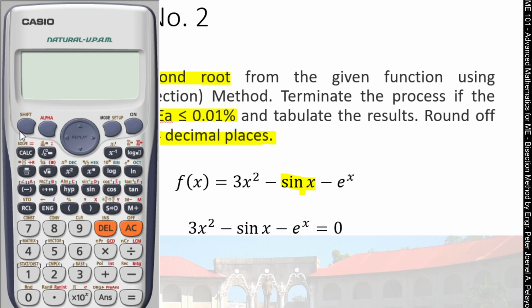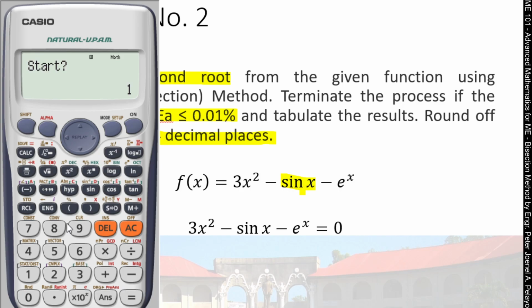Tama. Before that pala, i-radian natin. So, shift, setup, radian. So, naka-radian na siya. Enter nyo lang, 3, yung function, 3x squared. So, ito yung table. Minus, sine x, alpha x, minus, shift, e, alpha x. Okay. Now, g of x.